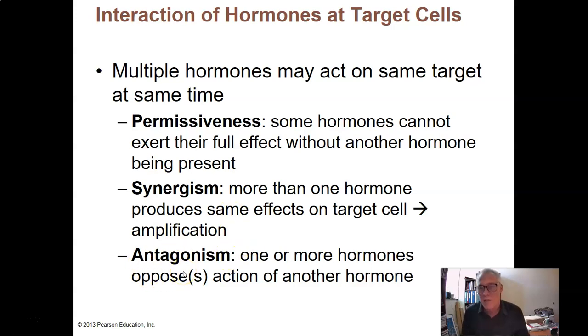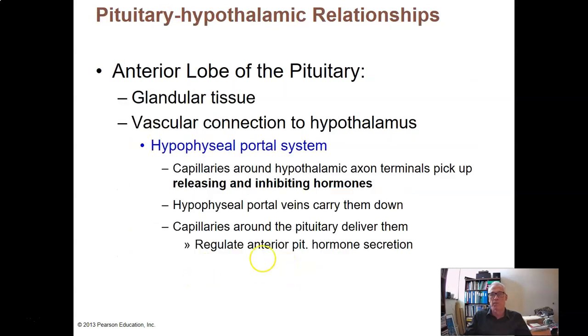And antagonism, some hormones block the action of other hormones. Insulin and glucagon from the pancreas are antagonistic hormones, and we'll find out more about those when we talk about the control of blood sugar in those hormones.